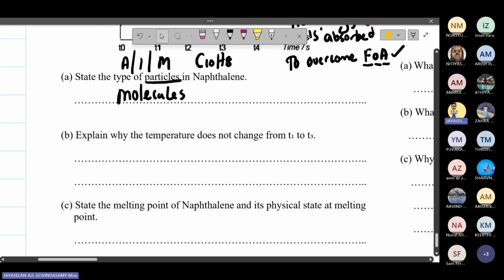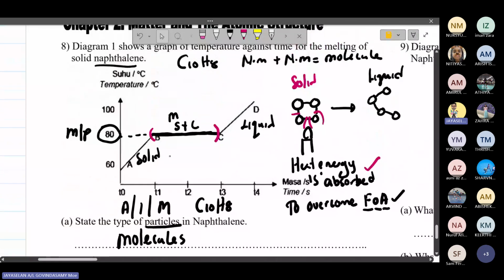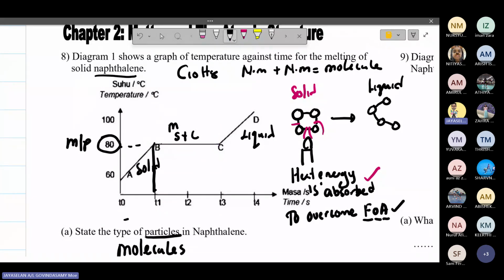Explain why temperature does not change from T1 to T3. So, sir, I don't understand. You go very fast. Okay, where is your T1? This one is your T1, right? From here to here, why does temperature remain constant? Because the particles absorb heat energy, to overcome the forces of attraction. This is your answer.